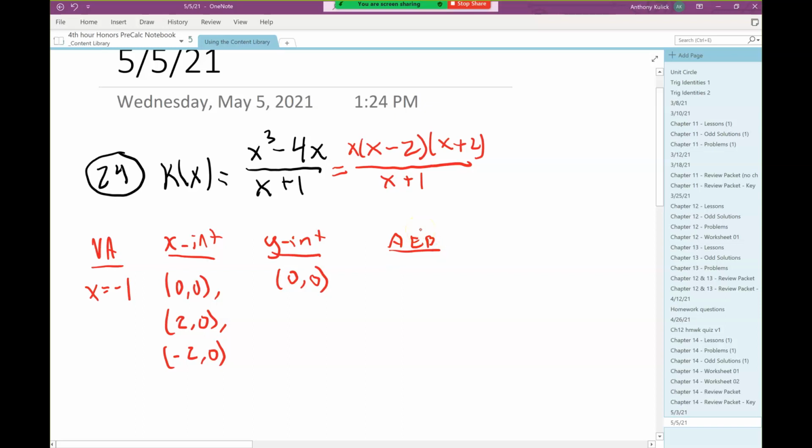We notice here that the degree of the numerator is greater than the degree of the denominator, so we need to do our polynomial division to find that asymptote. Thankfully, this can be done using synthetic division, which is how I would choose to do it.